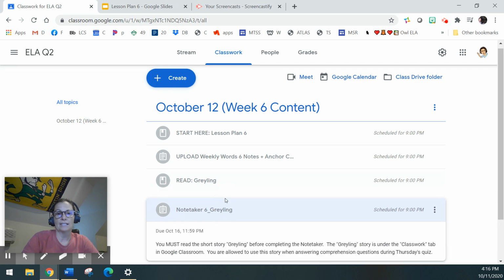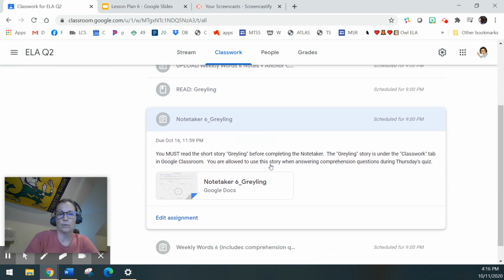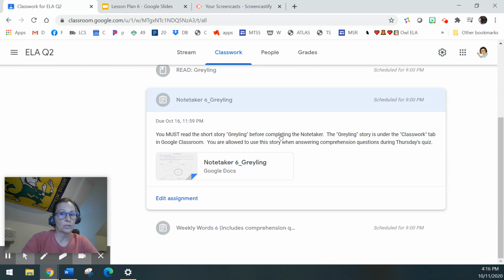Then the note taker, as we talked about, there are 3 parts to it. You must read the story Grayling before attempting the note taker. Those of us that were face-to-face last week, we did do a practice note taker with a different short story in class, just so that you were familiar with the process here.